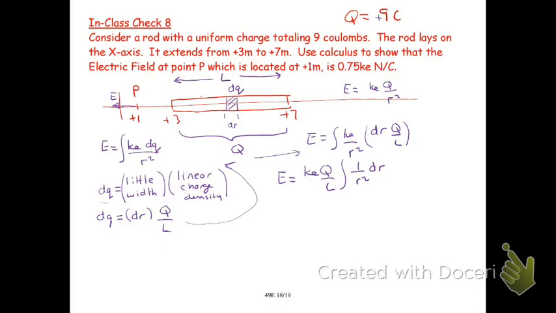So that equals KEQ over L, the integral of R to the minus 2 dr. KEQ over L, and this is going to be minus 1 over R. Is that what that comes out to be? Increase the power by 1, put it in the denominator? Yeah. But I need some limits.